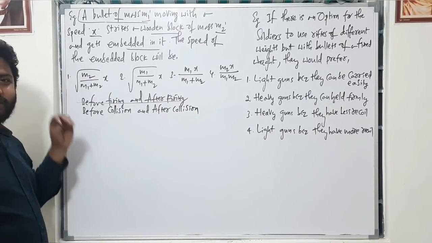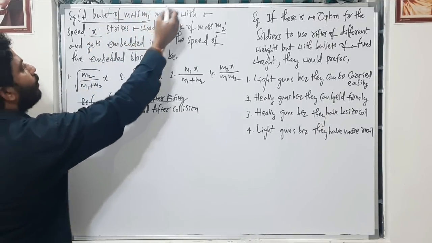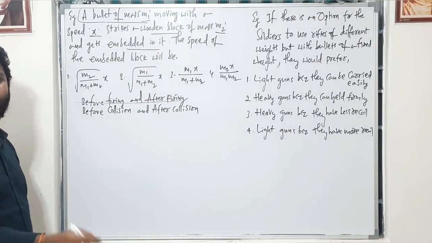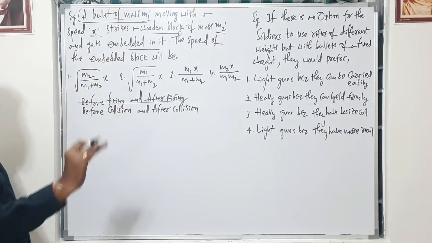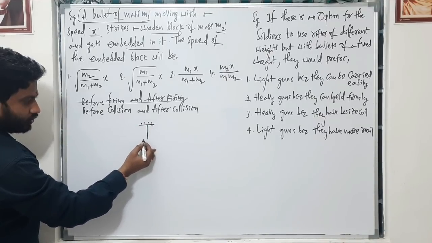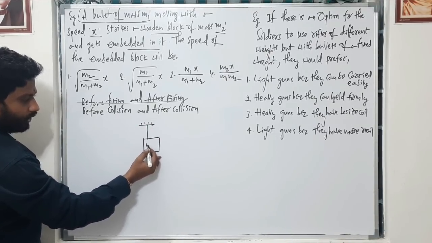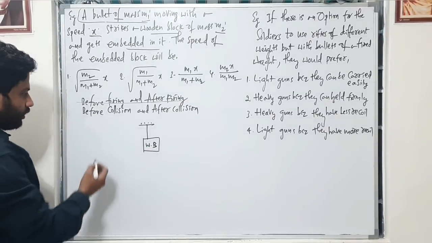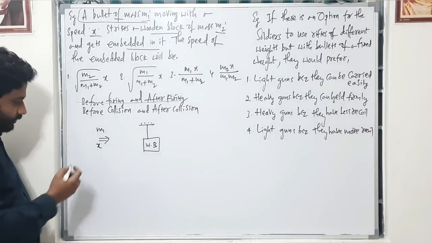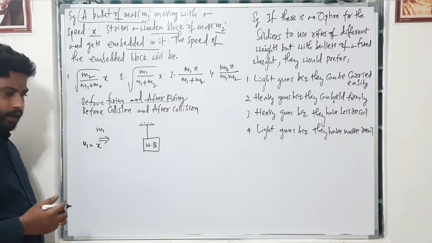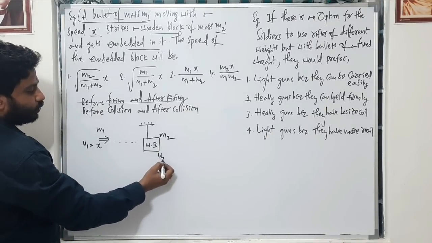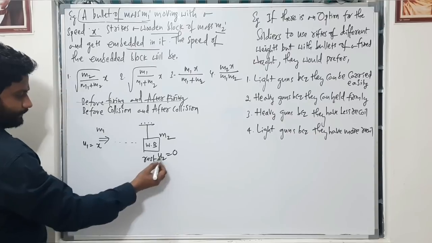Let's read the question once again. A bullet of mass m1 moving with speed x strikes a wooden block of mass m2. It is just a wooden block which is kept at rest. They have not mentioned that the wooden block is moving. I have already given this example during the concept. So this is the wooden block. There is a bullet of mass m1 moving with speed x. This is u1, clear? This is the wooden block of mass m2, and u2 will be 0 because it is at rest.